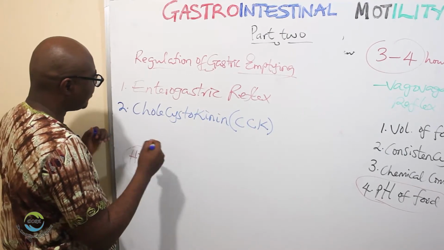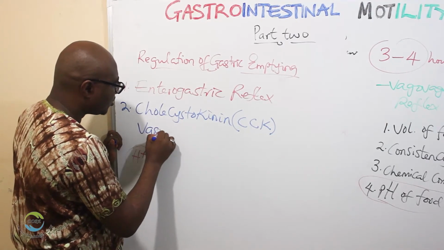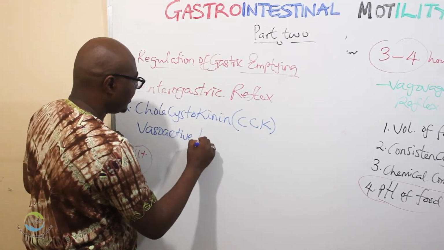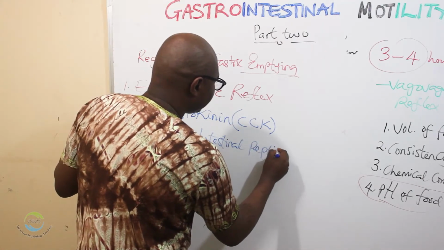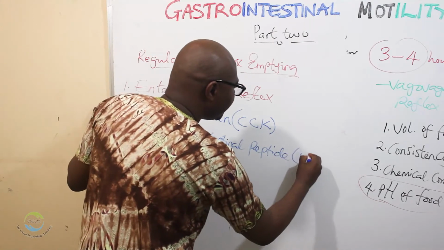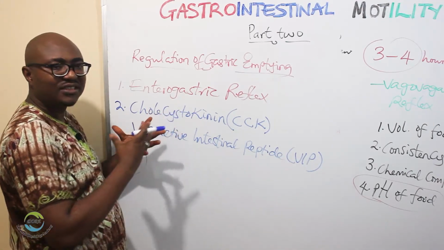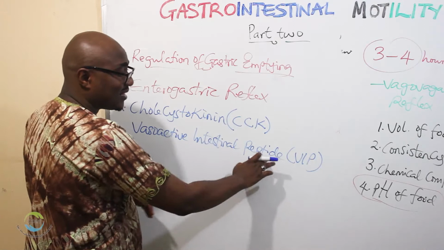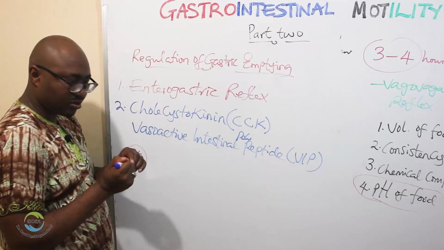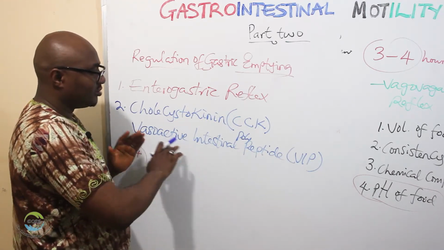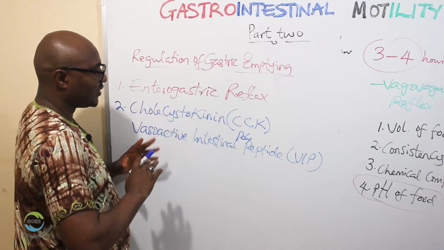Now another hormone is called vasoactive intestinal peptide. Okay? VIP for short. So this one also inhibits gastric emptying. This vasoactive intestinal peptide, you can also call it polypeptide, but it's still the same VIP for short. Okay? So it has other functions. So it functions even as a neurotransmitter and all of that.